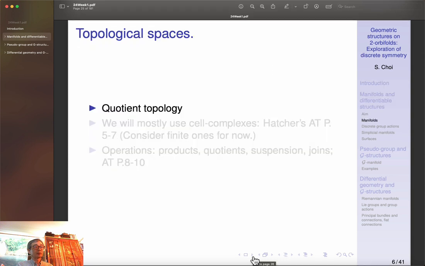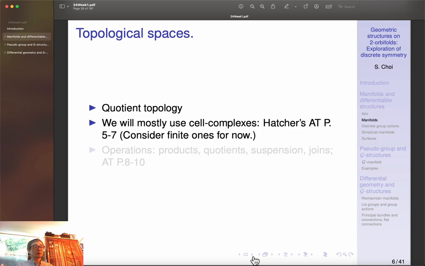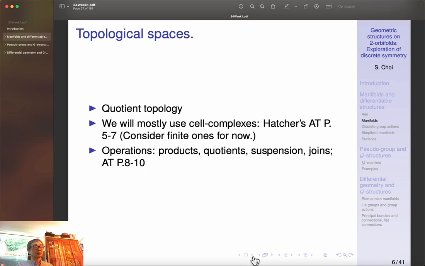So for topological spaces, I'm not going to define anything, but you should recall what quotient topology was and so on. That will be very helpful. And we will mostly use cell complexes. This is in Hatcher, pages 5 to 7. We will only consider some finite cell complexes for convenience. And given topological spaces, we can do lots of constructions like products, quotients, suspensions, and joins, and so on. So please review these kinds of things. I'm not going to really go through these things.